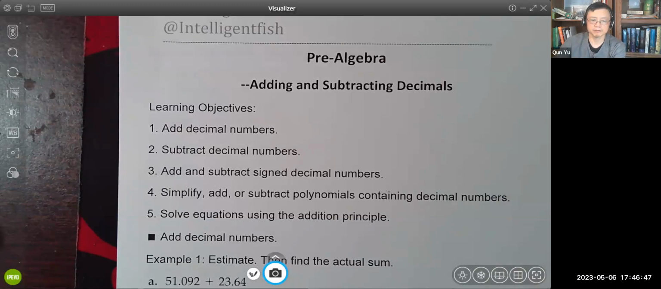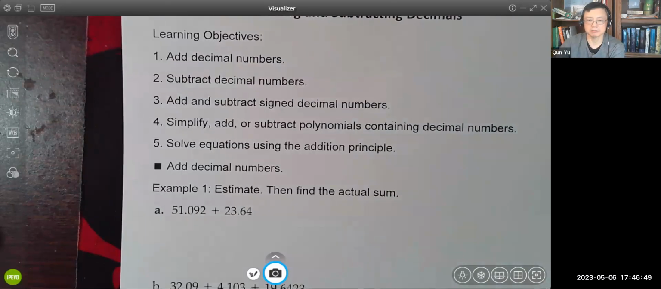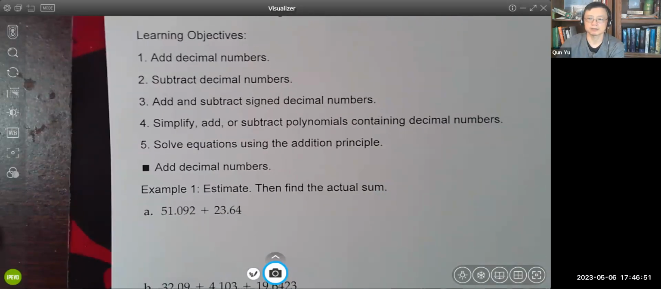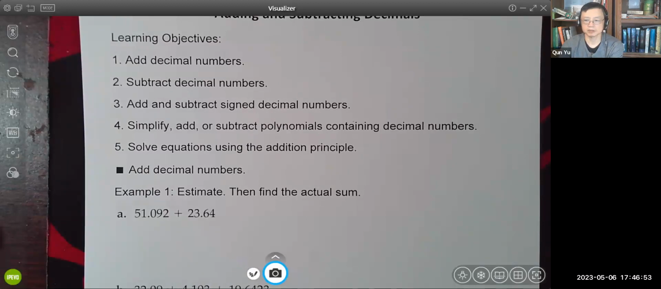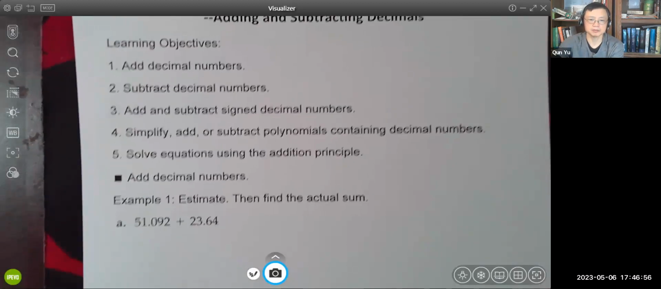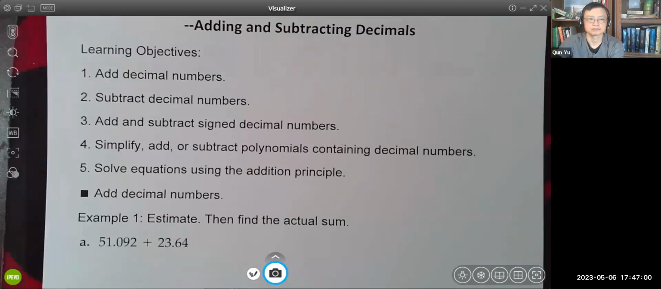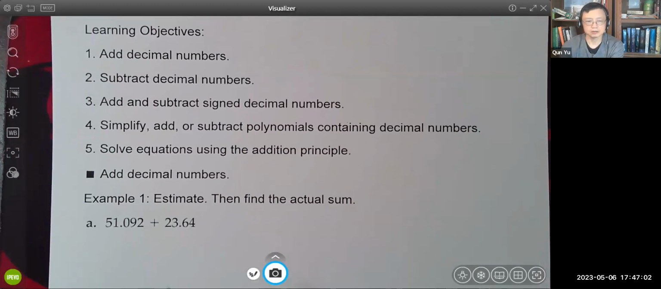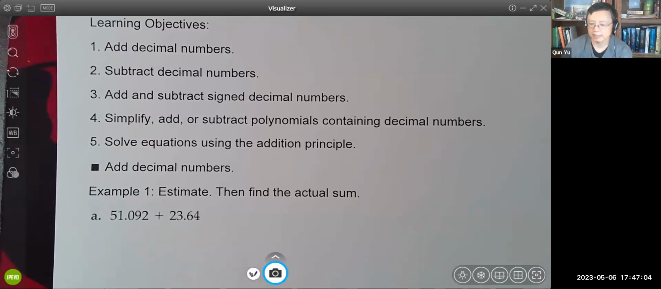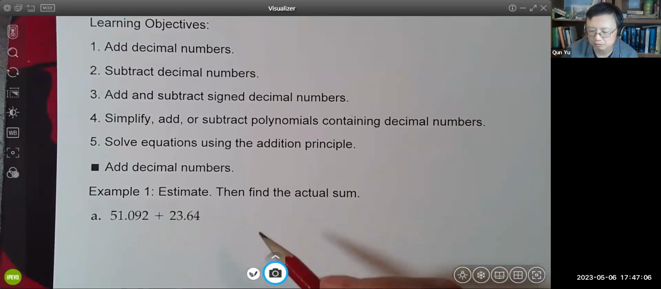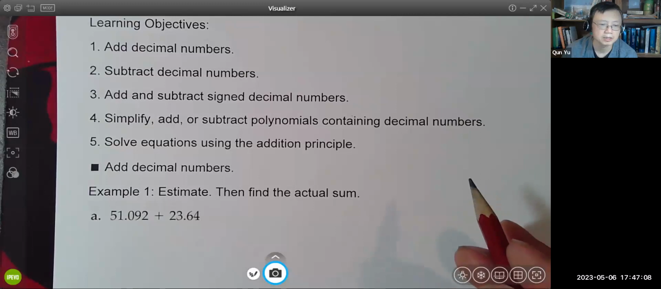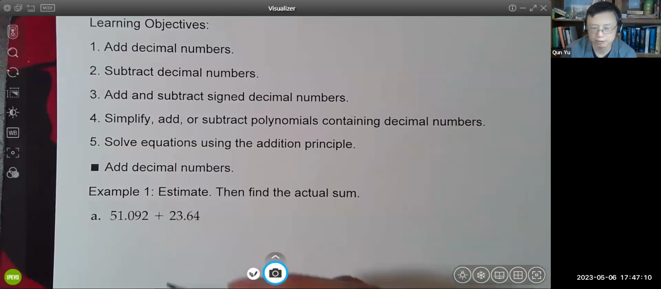Let's look at our first learning objective. We want to add decimal numbers. This is our first example. When we add or subtract decimal numbers, we want to line them up according to their place values.